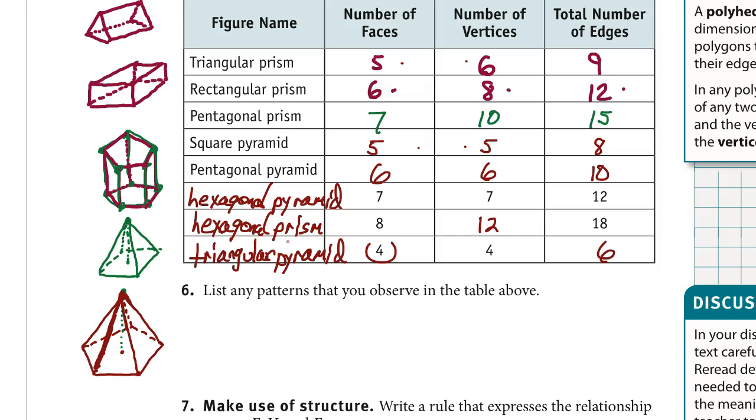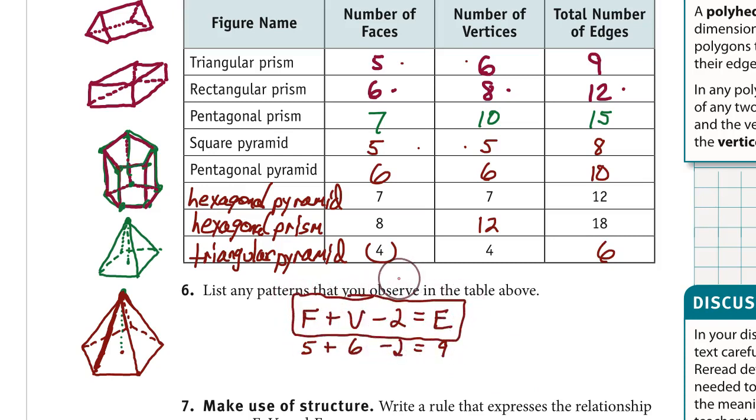Question 6 says to identify any patterns we notice. One of the patterns we noticed is that the number of faces plus the number of vertices, take away 2, is equal to the number of edges. I'm using F for faces, V for vertices, E for edges. Write the first row of the chart. 5 faces plus 6 vertices minus 2 equaled the 9 edges. That checks out, right? So this right here is a good formula to know when we're working with these 3-dimensional shapes.